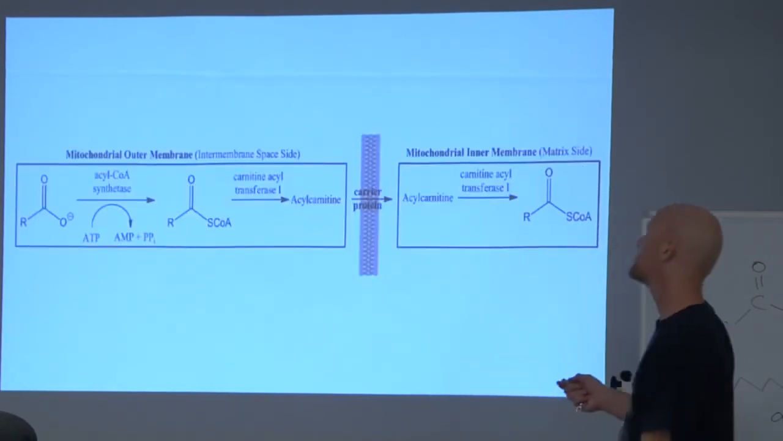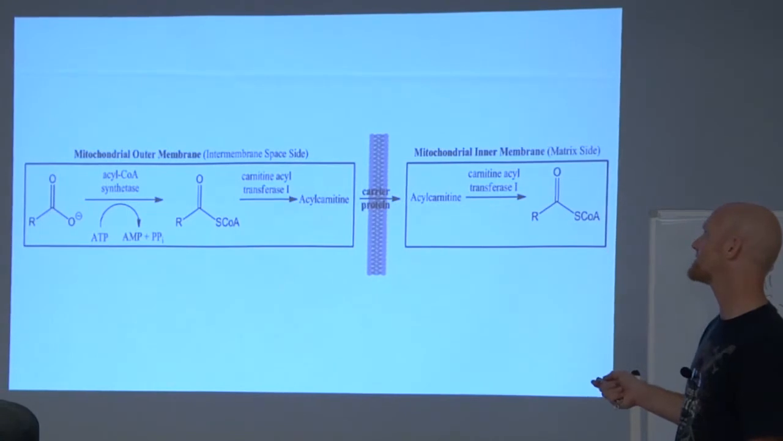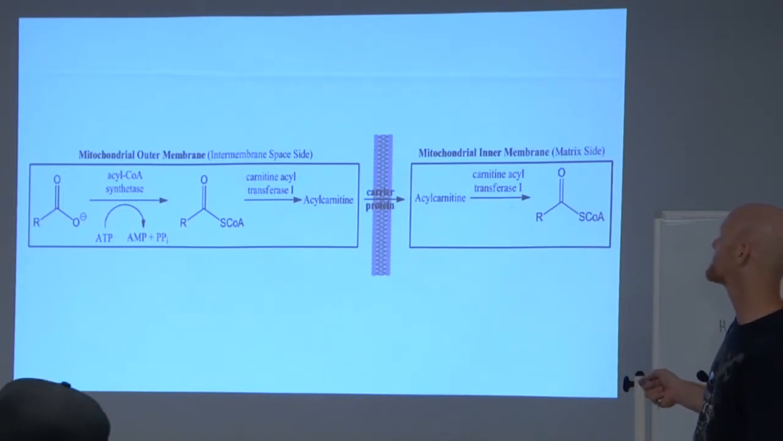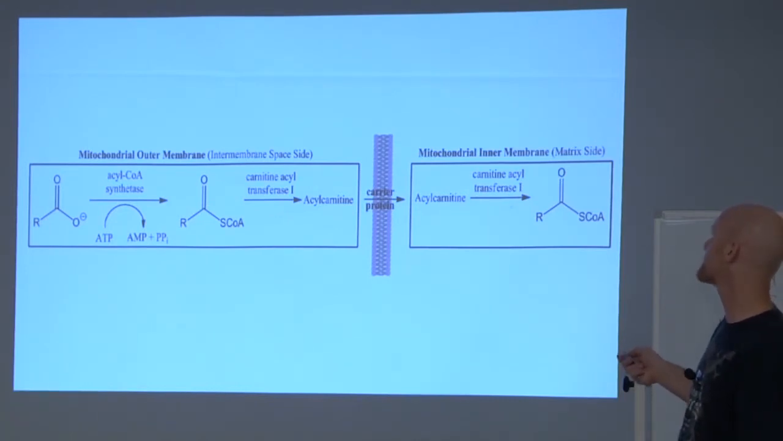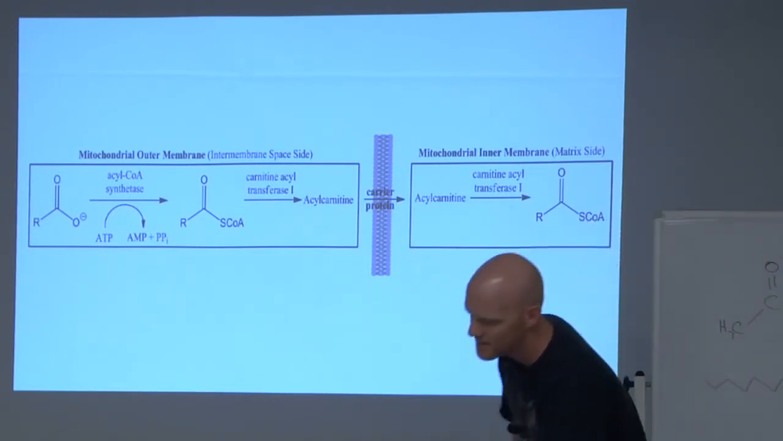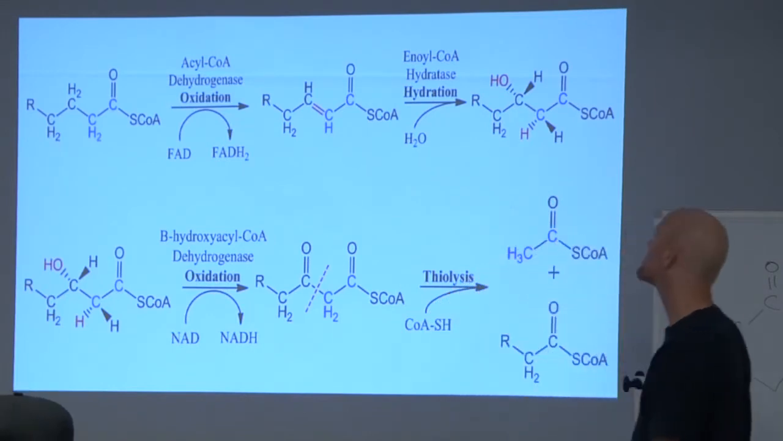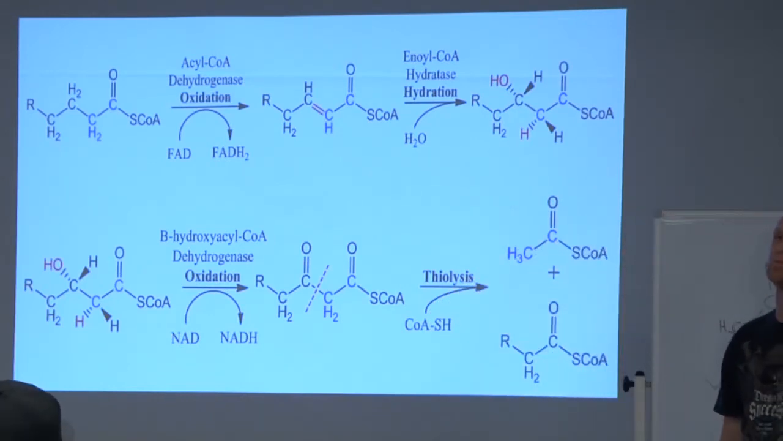So, quick review. First thing we have to do to our fatty acid is activate it. We'll turn it into an acyl-CoA. So we'll use the carnitine transferases to get it inside the matrix, but then we'll again get it back to being an acyl-CoA. So now that it's an acyl-CoA, now the real fun begins.